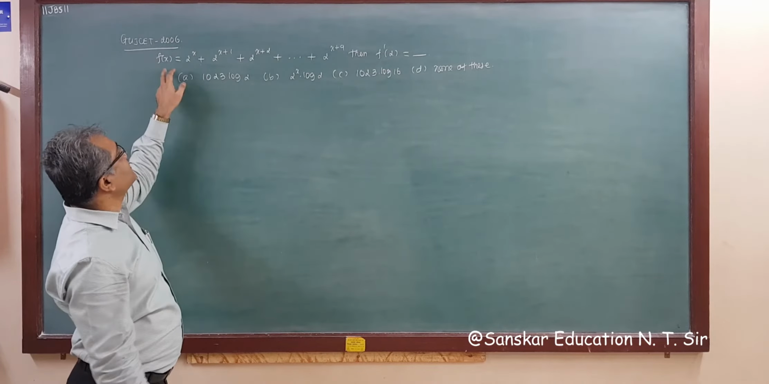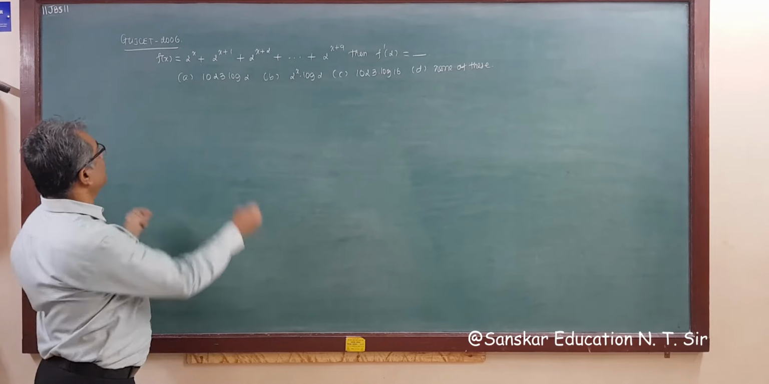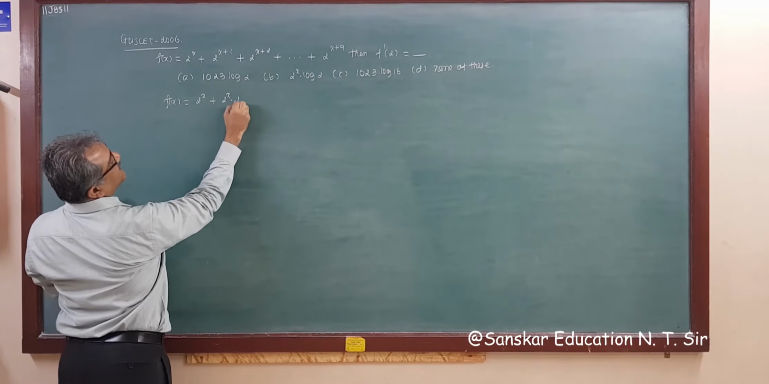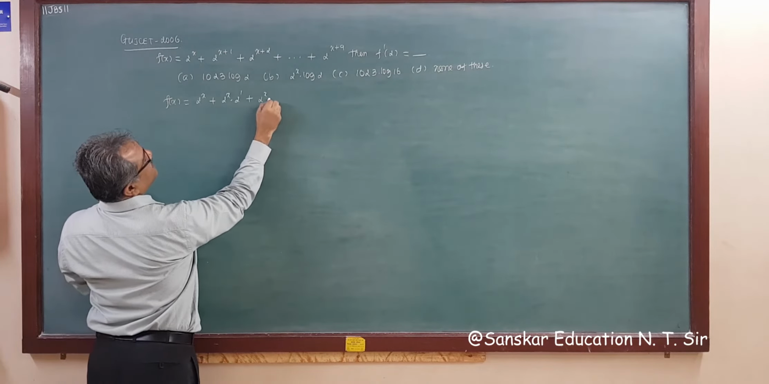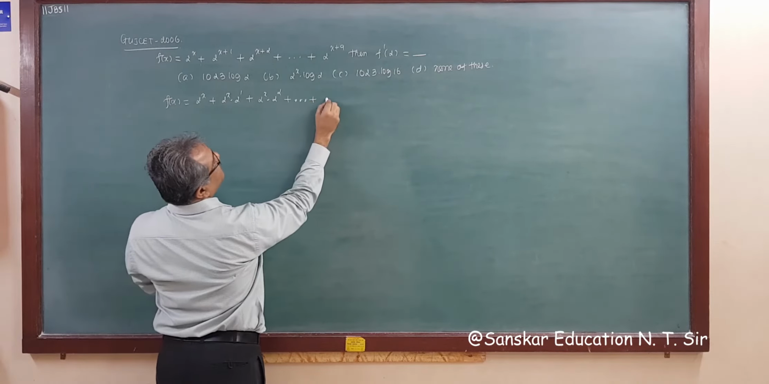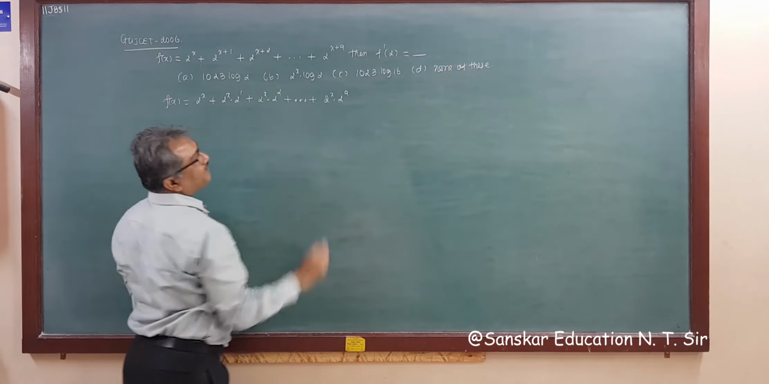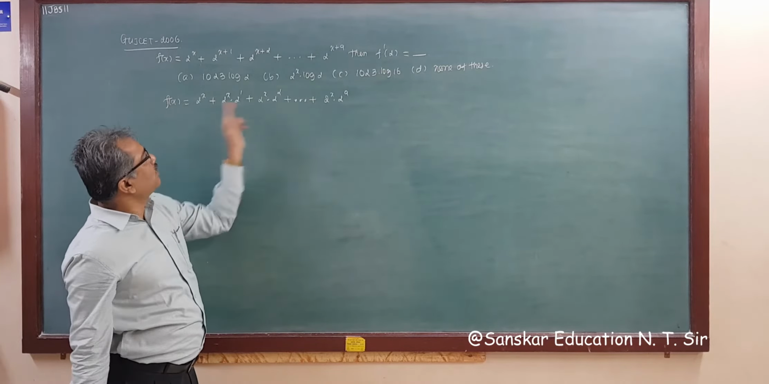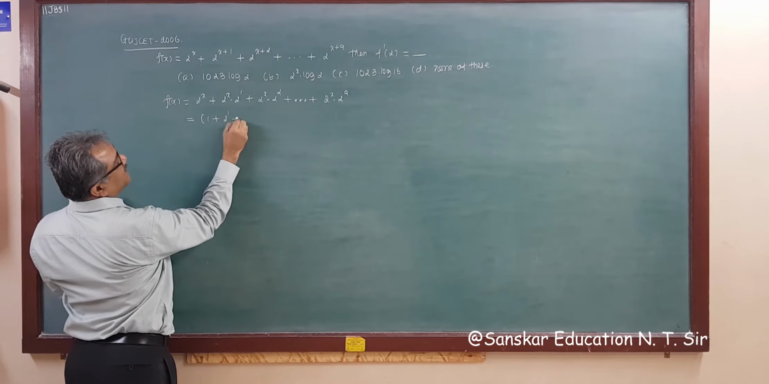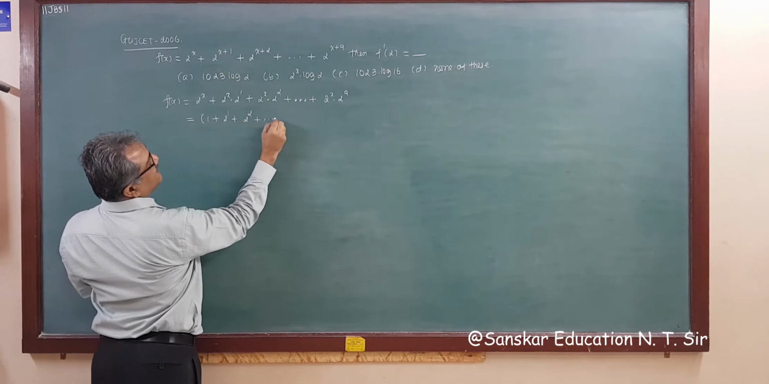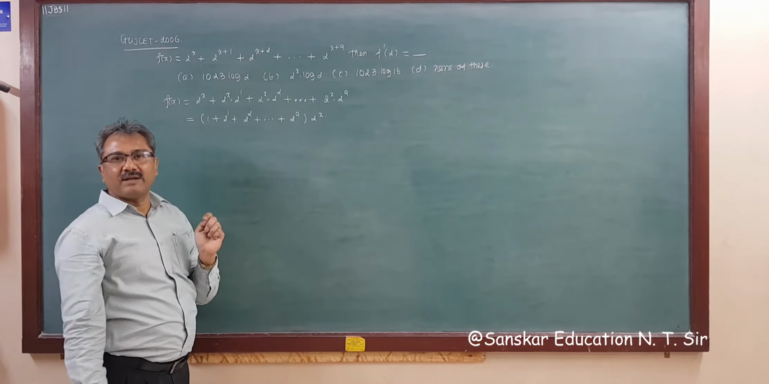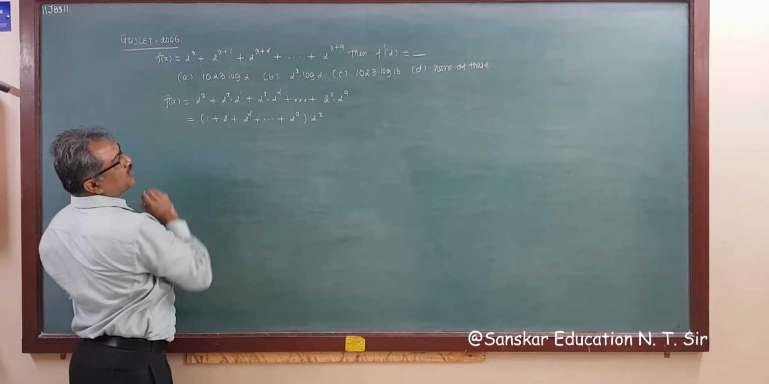You know, before differentiating you have to simplify as much as possible. So your f(x) will be 2 raised to x plus 2 raised to x into 2 raised to 1 plus 2 raised to x into 2 raised to 2 plus this plus this plus 2 raised to x into 2 raised to 9. So you can see here 2 raised to x is common. So taking 2 raised to x common, what we get? 1 plus 2 raised to 1 plus 2 square plus this plus 2 raised to 9, into 2 raised to x.